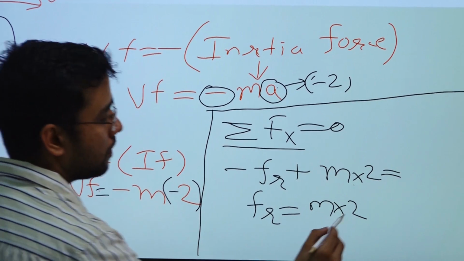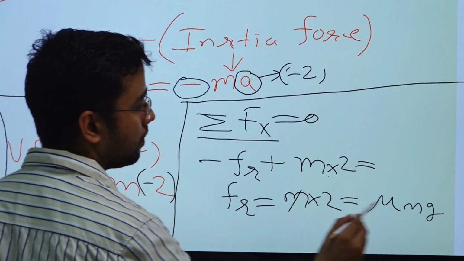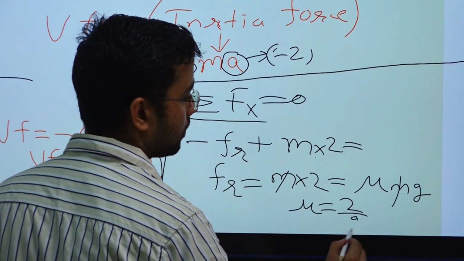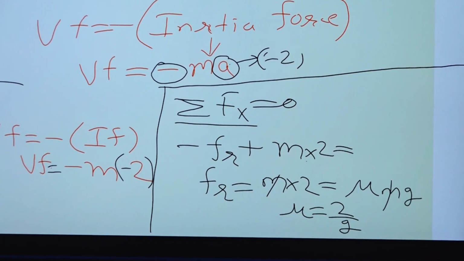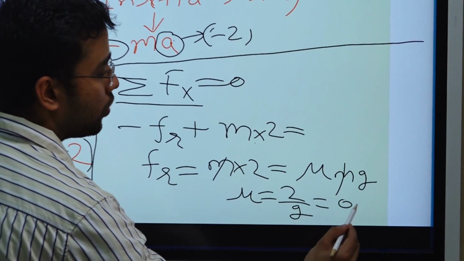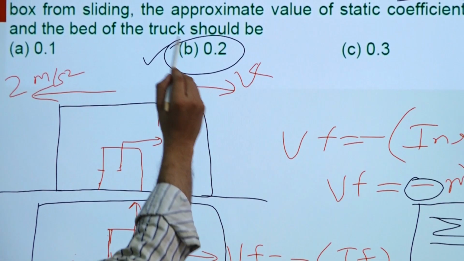So what is friction? Mu mg, right? From here the mass will go out and you will get mu as 2 by g. That will be the answer. If you assume that g is 10, then you will get 0.2. So 0.2 will be the answer.